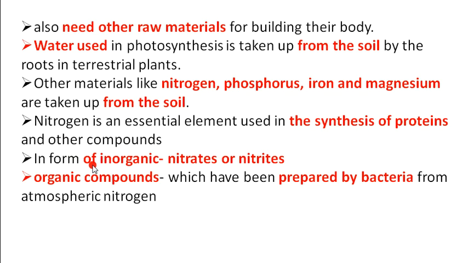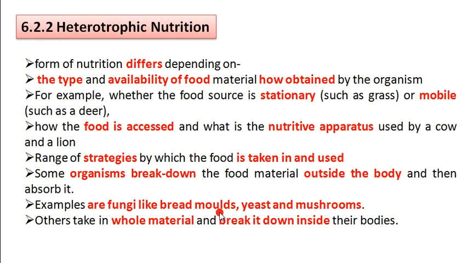Now, nitrogen is present in two different forms. The first form is inorganic, which is nitrate or nitrite. And organic compounds are those which have been prepared by bacteria from atmospheric nitrogen. We know nitrogen is present in the atmosphere in large amounts. Bacteria are microorganisms, and they take this atmospheric nitrogen and give it to the plant as organic compounds. So this is the role of bacteria in fixing nitrogen from the atmosphere. This is important.